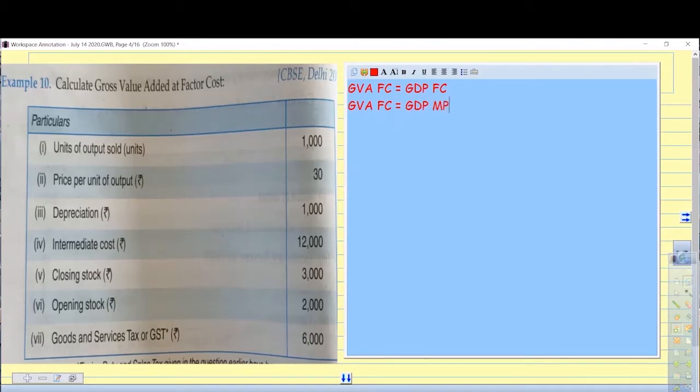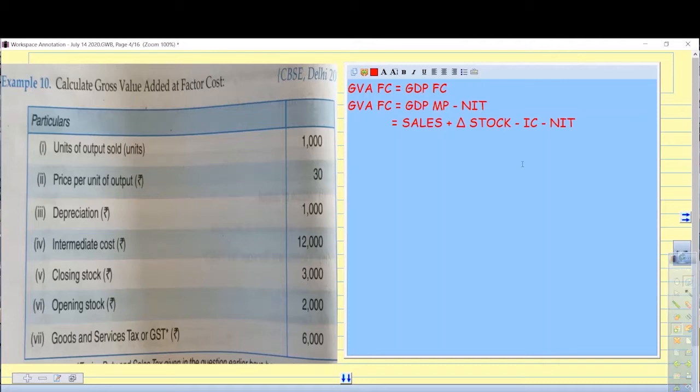GDP at MP. So this GDP MP we have to make it to GVAFC or GDPFC. So the adjustment that we have to make here is we have to subtract net indirect taxes. So now write down the formula for GDP-MP. It is nothing but value of output or sales plus change in stock minus intermediate consumption, then this minus NIT, which also will come. NIT. Okay, now we have the formula.